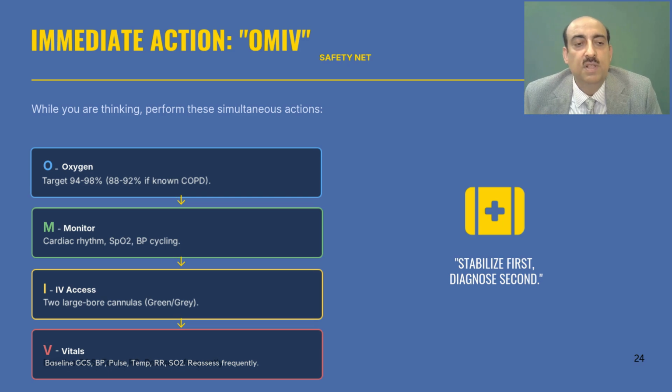IV access, ideally 2 large bore IV access, immediately securing vascular access in case there's a peri-arrest situation. So you should not be losing the critical vascular access, either a green or a gray Venflon, size 18, 16, the higher the gauge the better. And last is V, vitals, so baseline neurological status, temperature, respiratory rate, and also blood pressure, but keep monitoring frequently. That is a key thing in this situation.